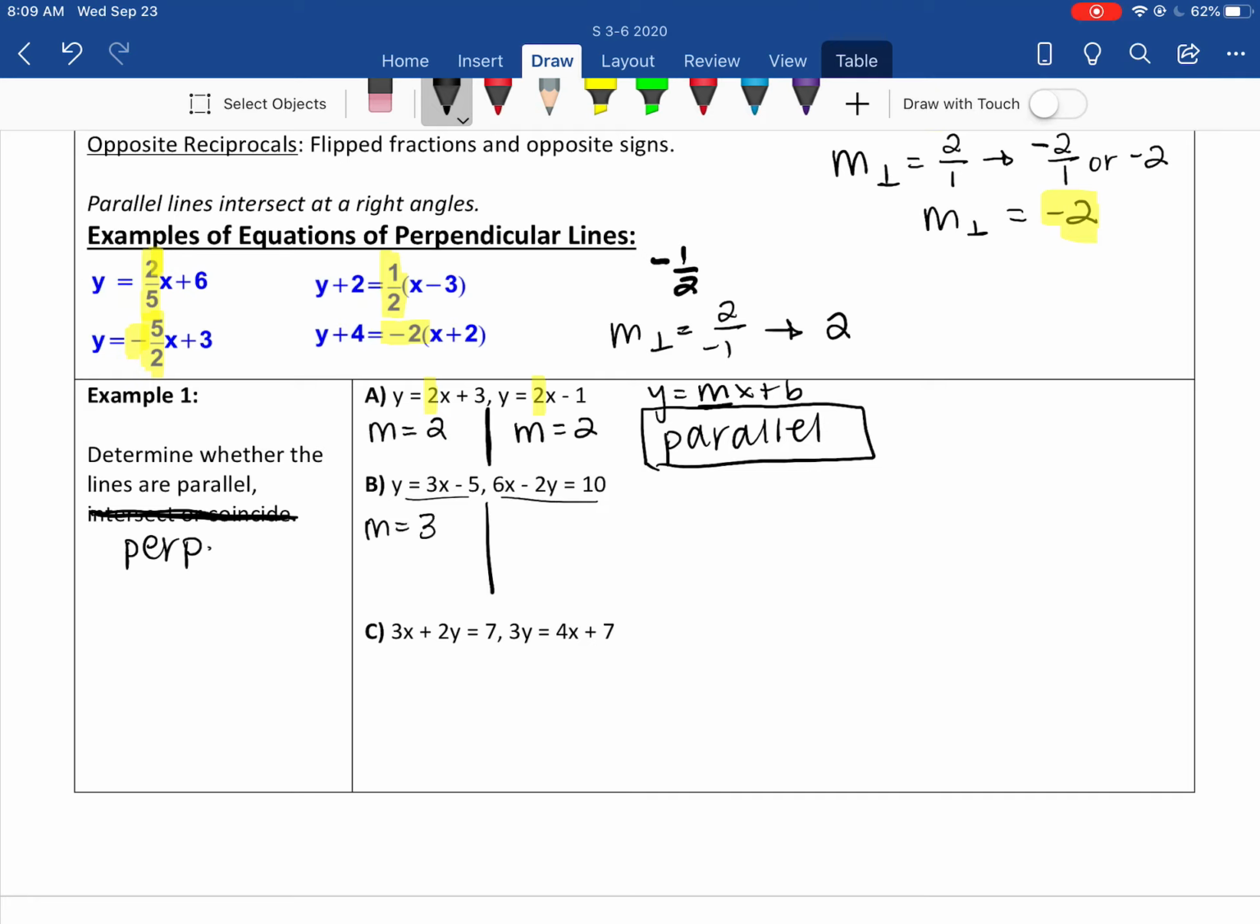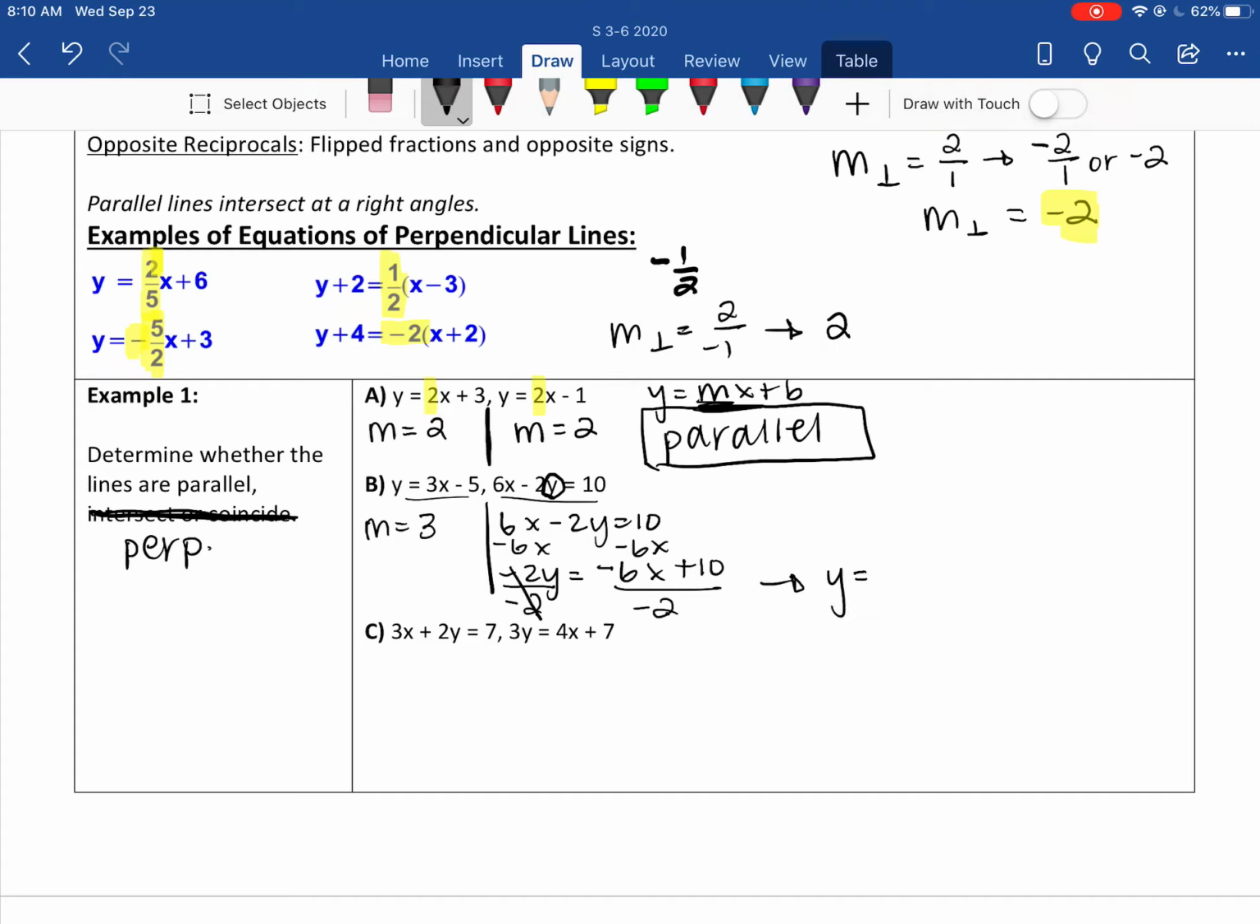Now let's look at these two. This is in slope-intercept form, so I can easily see that my slope is 3. For this one, I actually have to manipulate it and put it back into slope-intercept form to find my slope. To do that, all you need to do is get your y by itself. So we have 6x - 2y = 10. I'm going to move my 6x over by subtracting it onto the other side. So you get -2y =, and we want the mx in front, so I'm going to leave it -6x + 10. Then you divide both sides by this entire thing of -2.